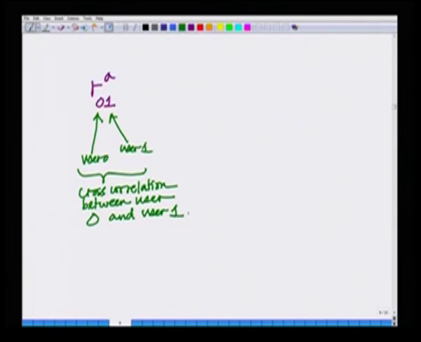This is the cross correlation between user 0 and user 1. However, now I have a superscript A, which denotes the asynchronous nature. So, this A stands for the async correlation. I have the same notation R01, which is the cross correlation between user 0 and user 1. However, I have an A in the superscript which denotes the asynchronous nature.